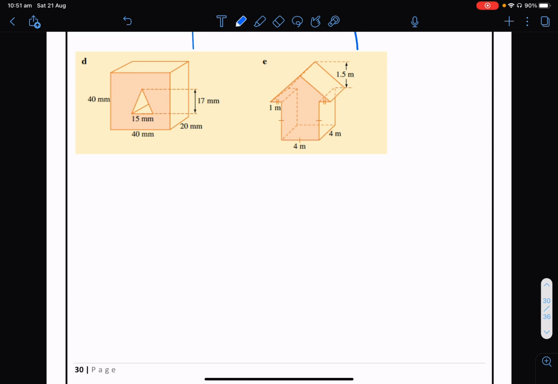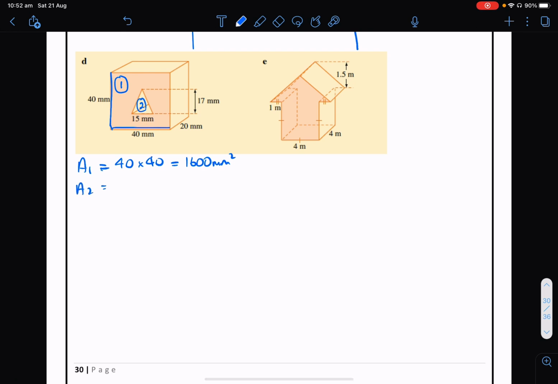All right, again, this one here, we've got a rectangle. Actually, it looks like a square. Take away a triangle. Okay, so let's do that first. So area 1 is that rectangle, square, 40 by 40. So 40 times 40, which is going to give us 1600 millimeters squared.